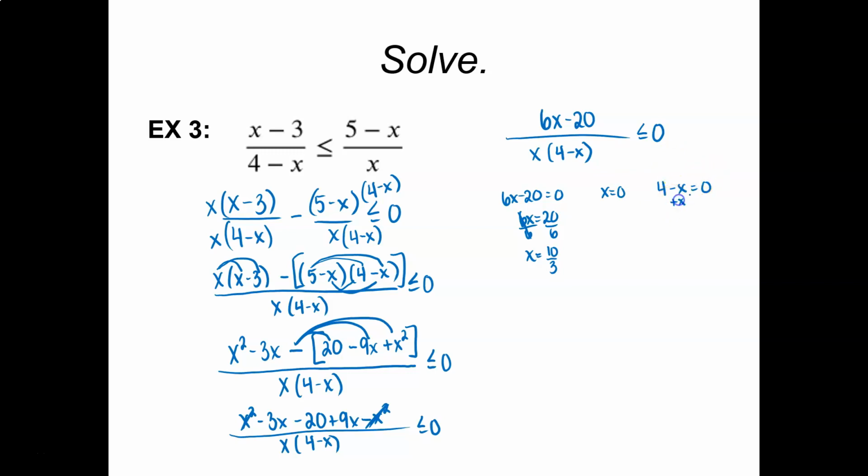I like to just add that x over to the other side. That way I don't have to divide by negatives and whatnot. So we're getting 0, 10 thirds, and 4. 10 thirds would be like 3.3 repeating, so it's a little bit smaller than 4. So when we put this on the table, 0, 10/3, and 4.